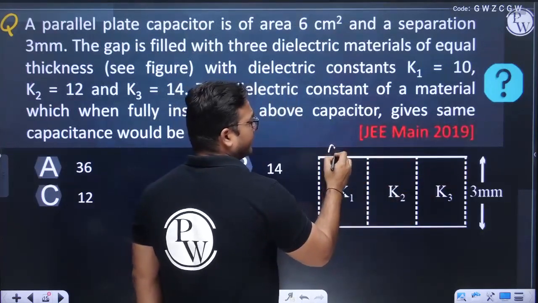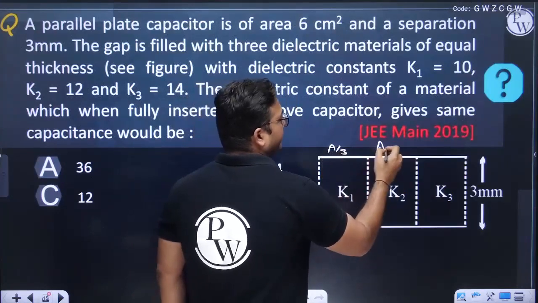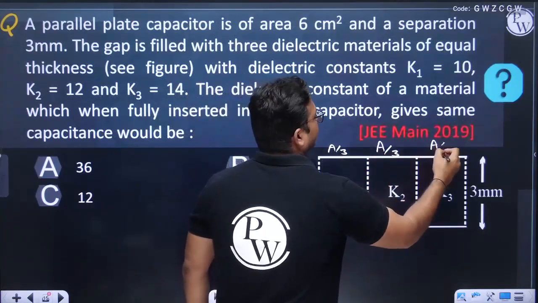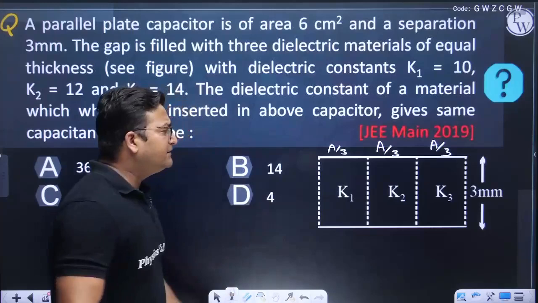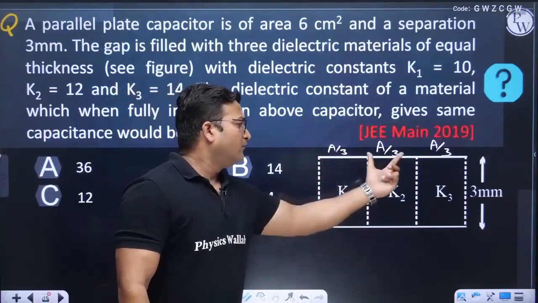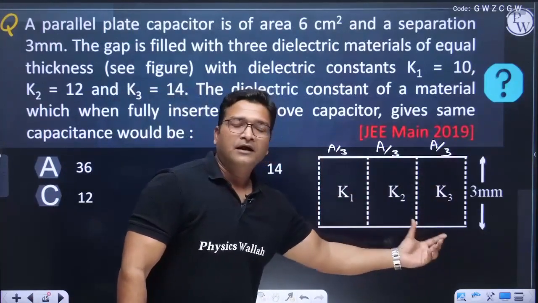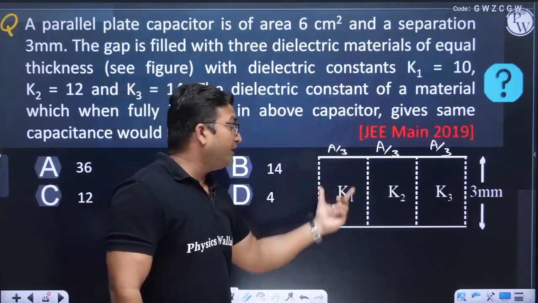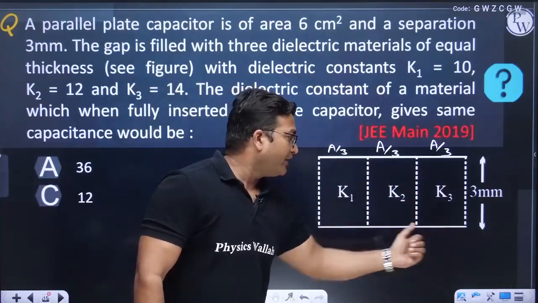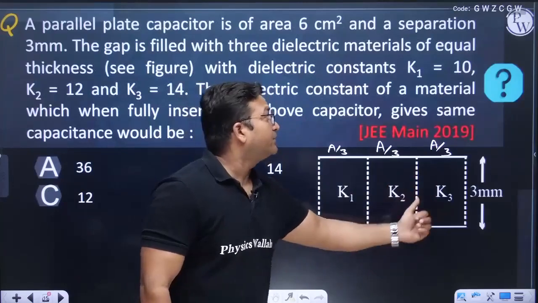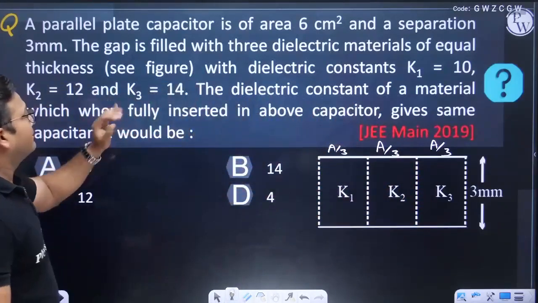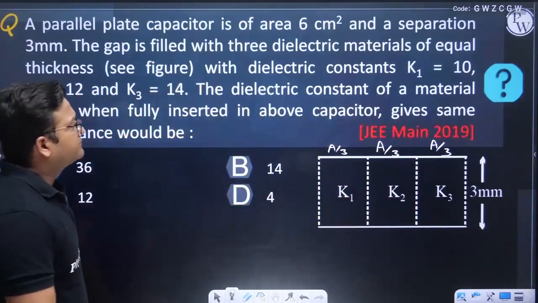So I can say this area is A by 3, this area is A by 3, and this area is A by 3. And these three one-third areas are filled by three slabs of dielectric constants K1, K2 and K3, where K1, K2 and K3 are 10, 12 and 14. Okay.